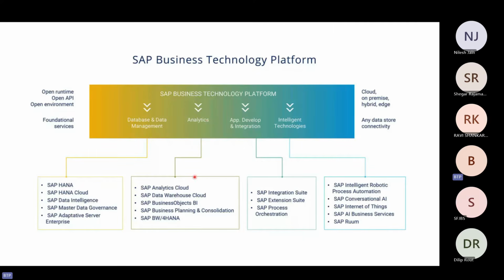Coming to analytics, I will say SAP Analytics Cloud is the flagship, then SAP Data Warehouse Cloud, SAP BusinessObjects BI, SAP Business Planning and Consolidation, and SAP BW for HANA. Now, if I come to app development and integration, I can say SAP Integration Suite, SAP Extension Suite, and SAP Process Orchestration, which was previously the PI/PO model. And then coming to the intelligent technologies, which we are going to leverage here, like SAP Intelligent Robotic Process Automation, which is also a part of our current curriculum. Remember that. Conversational AI like chatbots, Internet of Things, AI services, and SAP RUM.